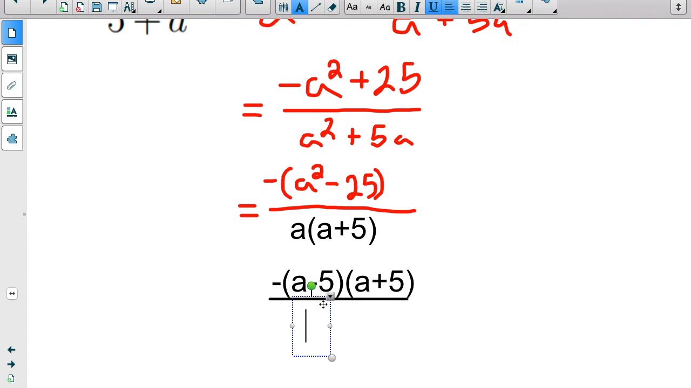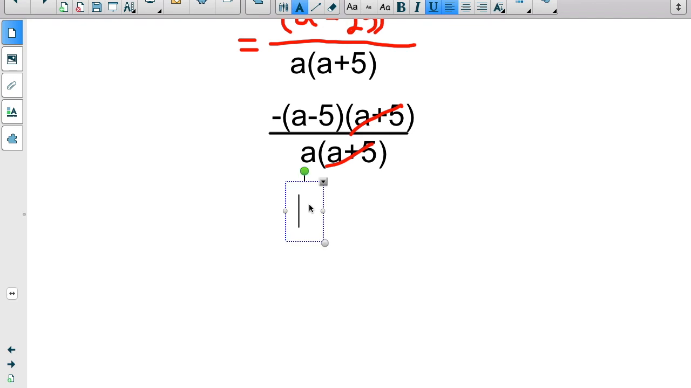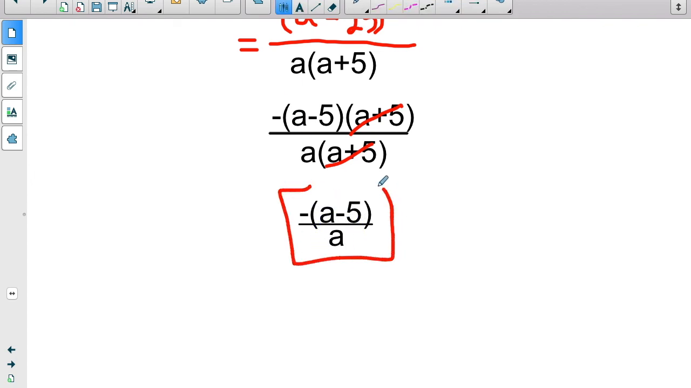And this here is all over a times a plus 5. And if we look at this here, there is something in common on top and bottom that will simplify. And that'd be the a plus 5 and a plus 5. Which leaves us with negative a minus 5 all over a. And this here would be our final answer.